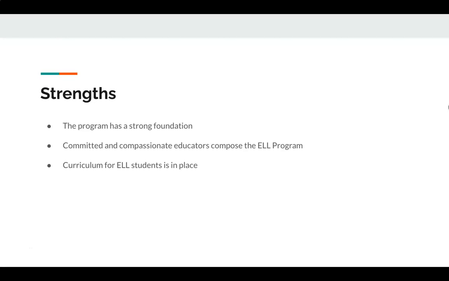And I know there's a lot of great schools out there, but we just have such an amazing group of people here that want to always serve students in the best way possible. And in conjunction with that, we do have curriculum for ELL students that is in place. So these are definitely some of the key strengths of the program.